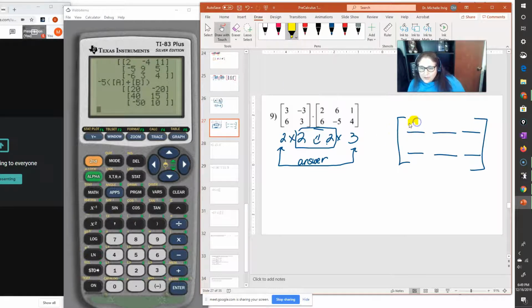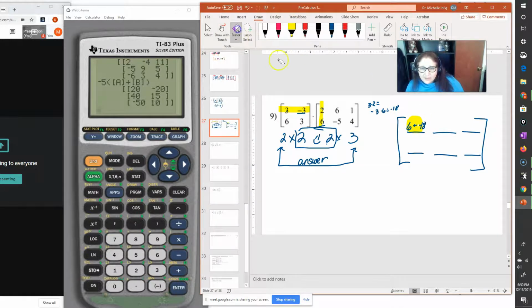When I'm trying to figure out this number, it's in my first row and my first column. So I'm going to have to multiply 3 times 2. I'm going to just write it here to get 6. And then I'm going to add -3 times 6, which is -18.